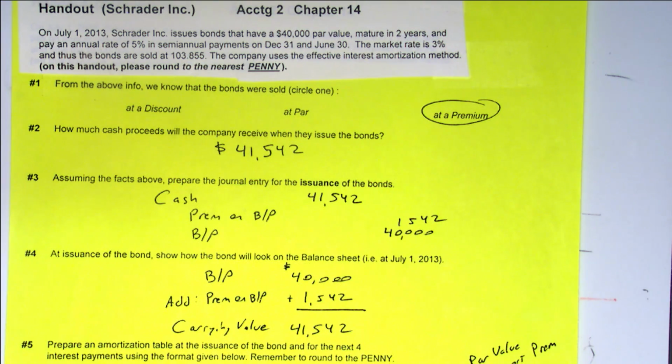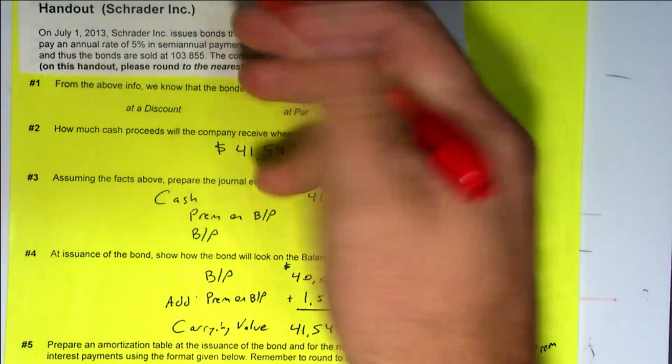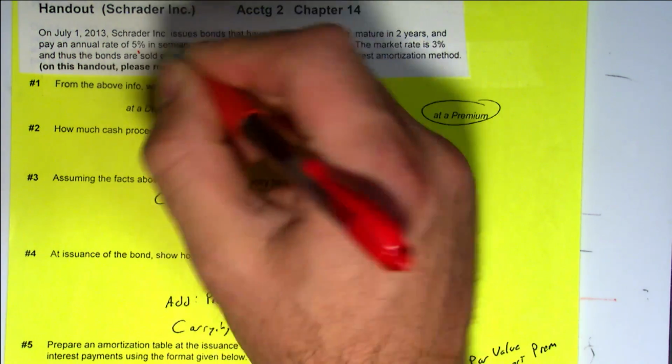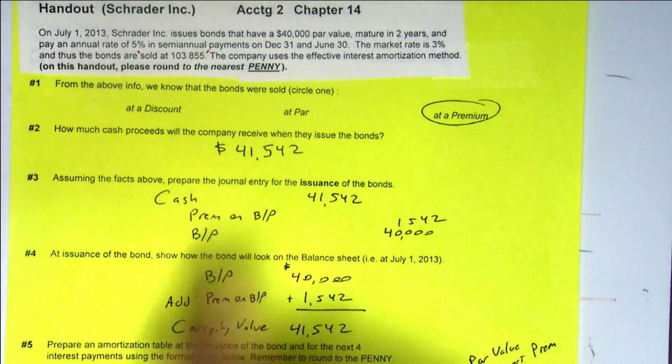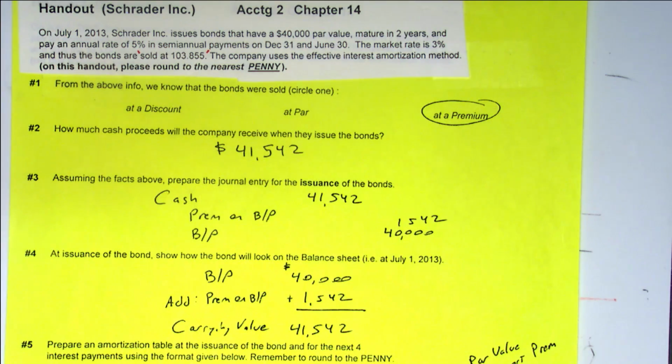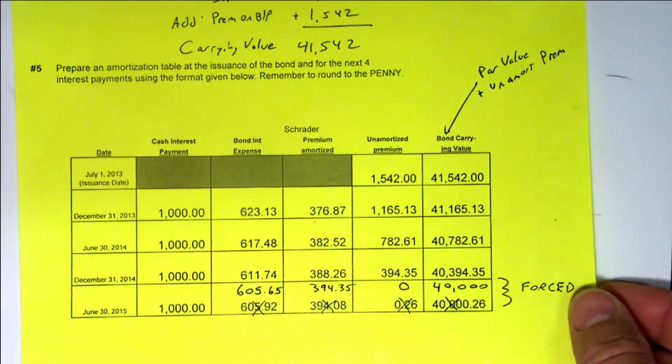Okay, I said here that the bonds are sold at 103.855, right? So you guys remember what that meant, right? They are sold at 103.855. That means we take 1.03855 times the par value of 40,000 to get the cash proceeds, right? Okay. All right, let's take a look at the amortization table.